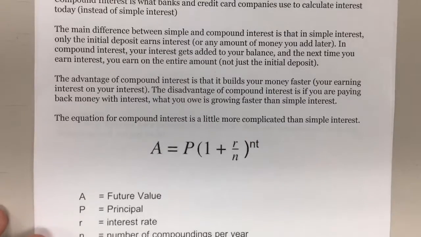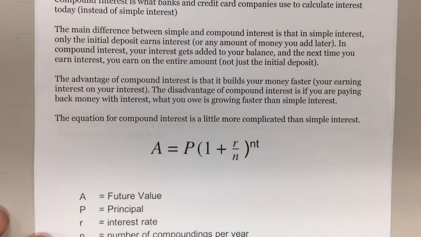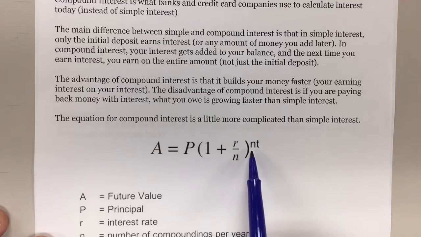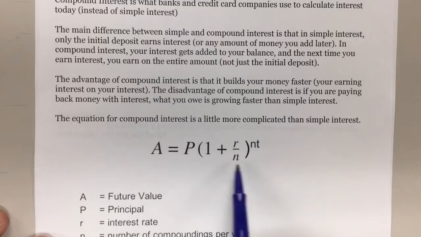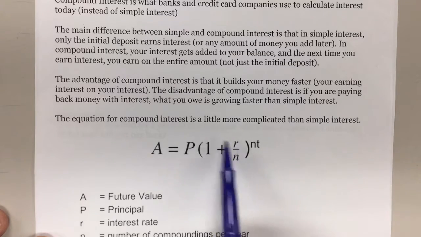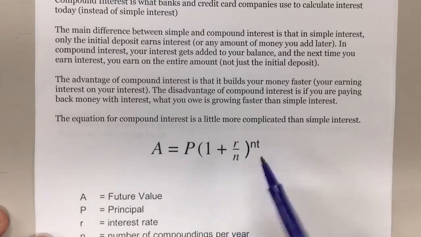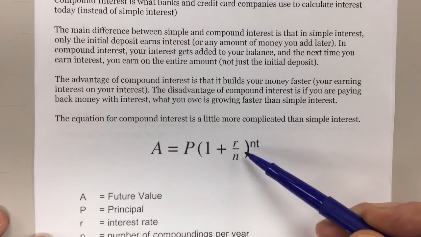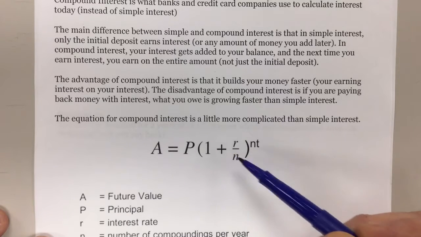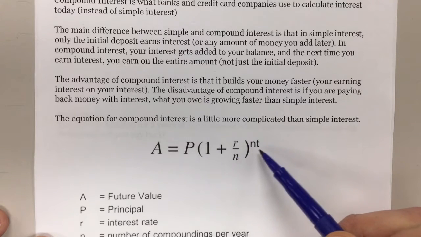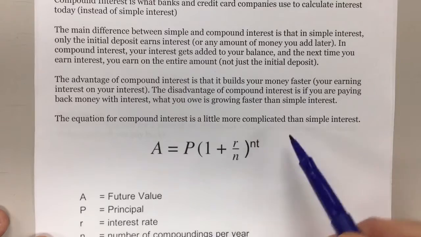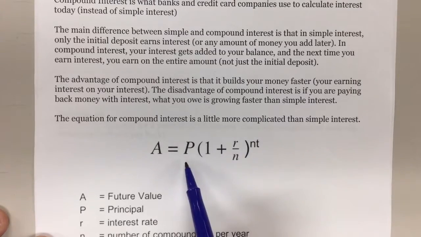The equation for compound interest is a little more complicated than simple interest. It is A equals P times (1 plus R over N) to the N times T power. And we have to follow order of operations. So we would do what's in the parentheses first. We would divide these two values, add it to 1, then take that value to the power N times T, and then take that value times P at the very end.